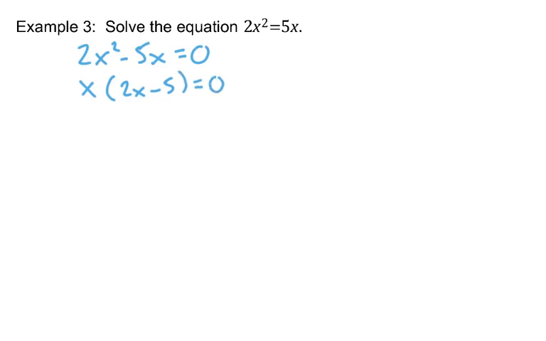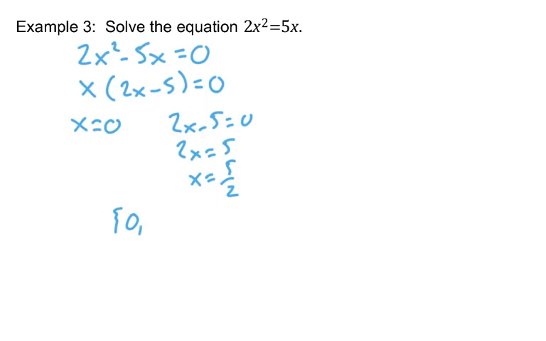And x is one of those factors that you set equal to 0, so that will give you one of your solutions. In fact, that solution simply is 0. And then the other one, you add 5 and divide by 2. So the solutions are 0 and 5 halves.